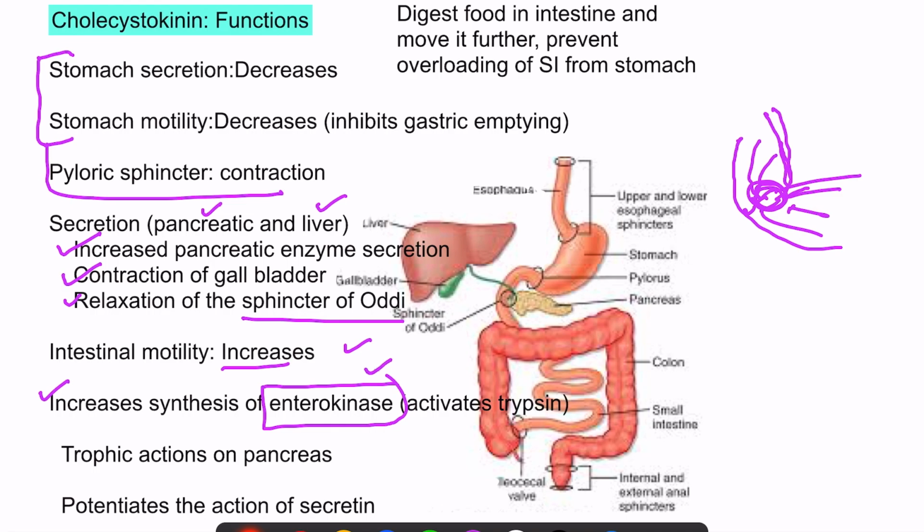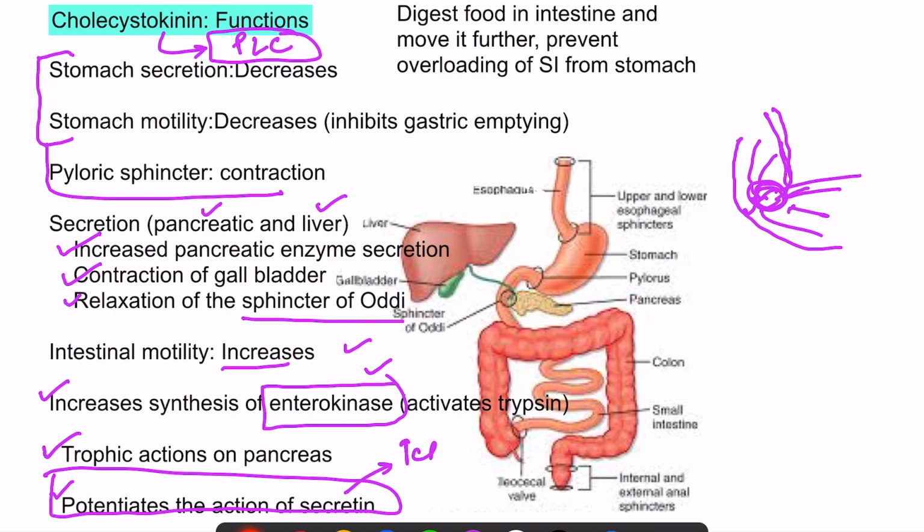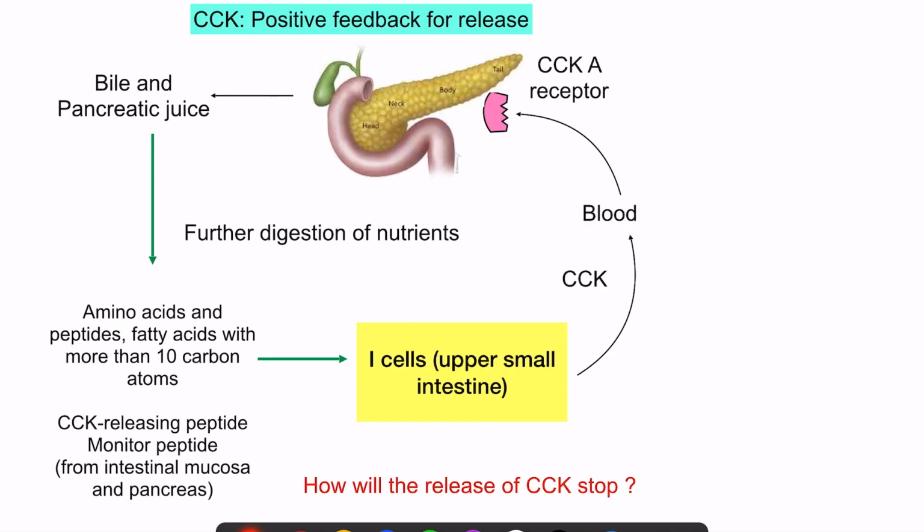Then it has trophic actions on the pancreas, and it also potentiates the action of secretin. This we have already seen in the video on pancreatic secretion, how cholecystokinin and secretin potentiate each other's action, and that is because of their mechanism of action. They have different mechanisms of action. Cholecystokinin acts by increasing the activity of phospholipase C, and secretin acts by increasing the cAMP. Okay, so both potentiate each other's action.